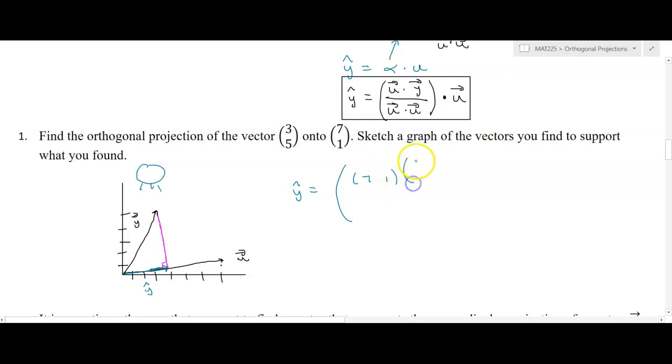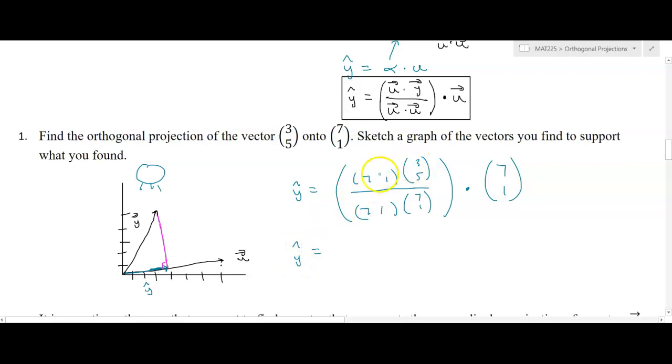And that's going to be dotted with 3, 5, divided by u dotted with u. So that's 7, 1 dotted with 7, 1. That's our scalar multiplier right there. Now we need to multiply that scalar by the vector 7, 1. So let's take care of that dot product.